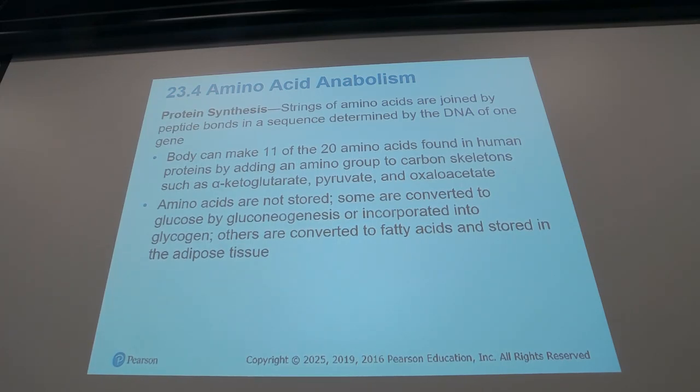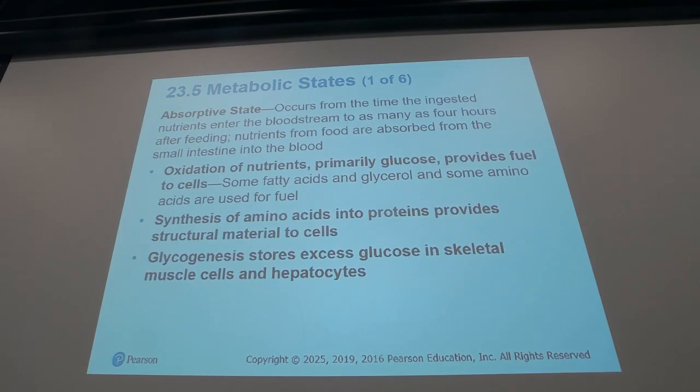Now, amino acids are not stored. So some of them can be converted into glucose by gluconeogenesis, or they can be incorporated into glycogen. While some of them can be used to form fatty acids and stored as triglycerides or fats. So those were then the parts for anabolism of lipids, carbohydrates, and proteins. Do you have any questions?